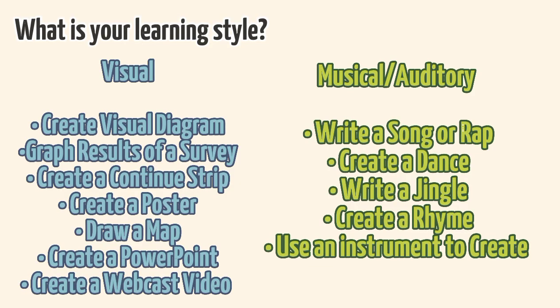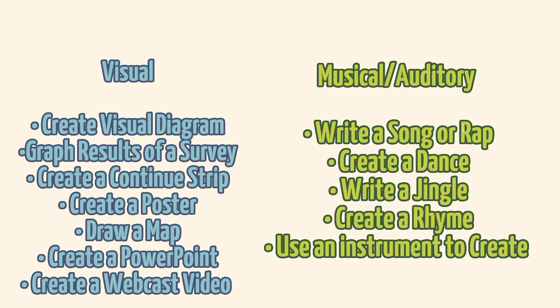So, what is your style? Number 1. Study the learning style choice board and check as many as you feel you want to do more often. 2. If you have more choices, then you have a multiple learning style. In visual, we have: create a visual diagram. Second is graph results of a survey. Third is create a comic strip. Fourth is create a poster. Fifth is draw a map. 6 is create a PowerPoint, and 7 is create a webcast or video.